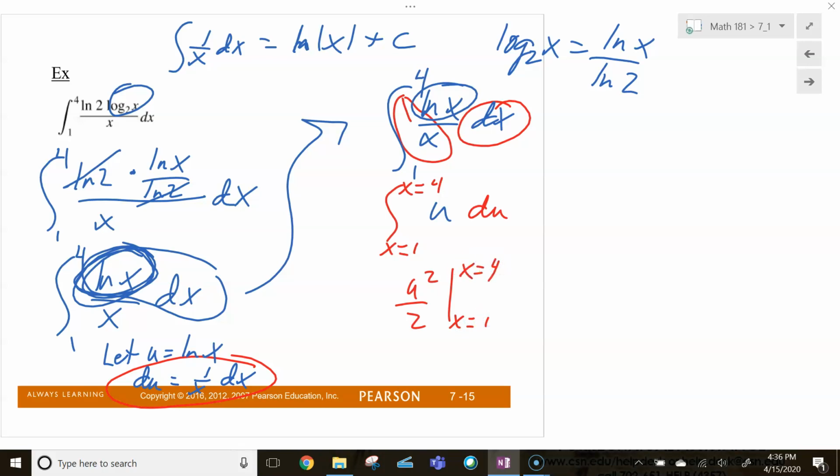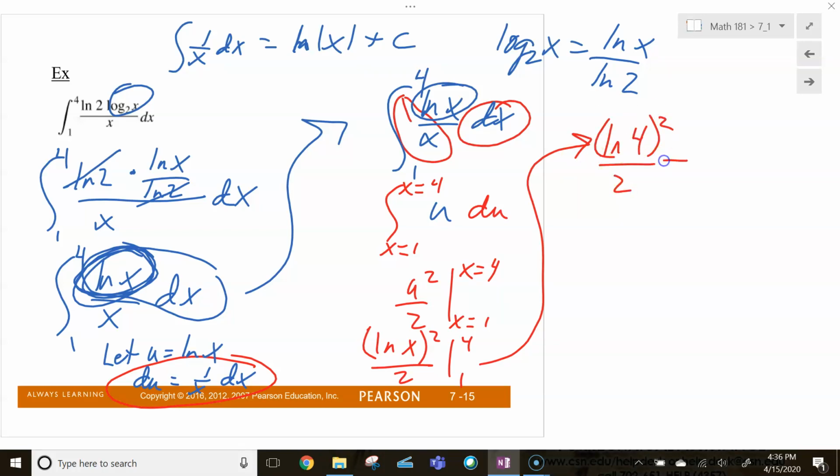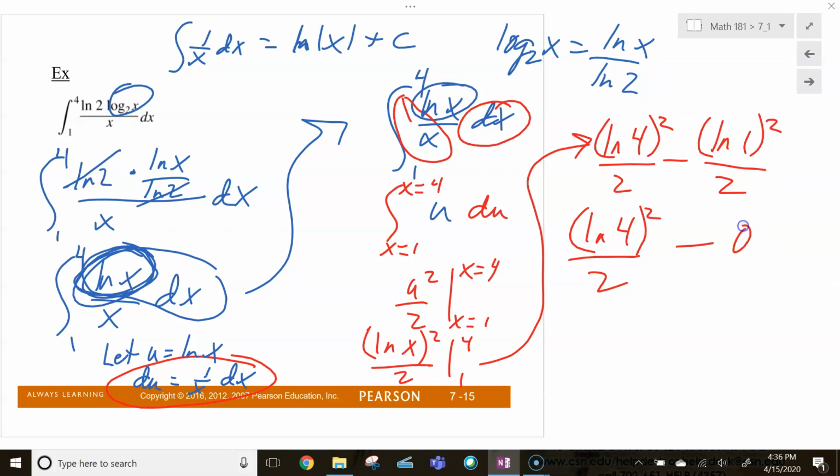So I either have to change the x's to u's, or I just substitute the u in. I'll just go ahead and substitute the u in and keep this in terms of x, from 1 to 4. So now the 4 goes in: ln of 4 squared over 2, minus, now the 1 goes in, ln of 1 squared all over 2. So I got ln of 4 squared over 2 minus, we know the ln of 1 is 0, 0 squared over 2.